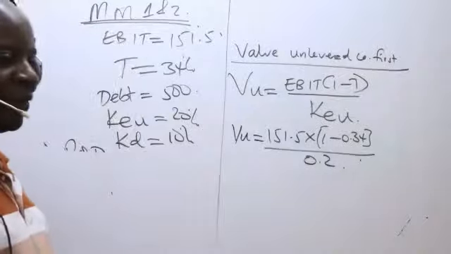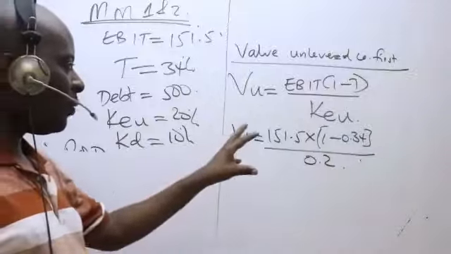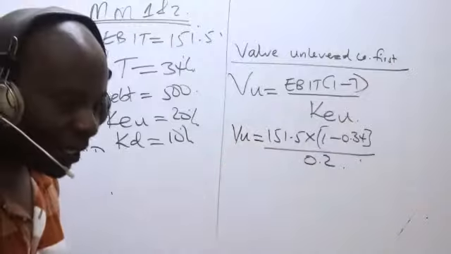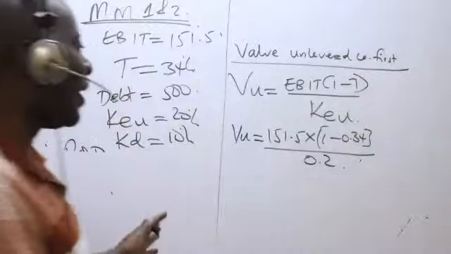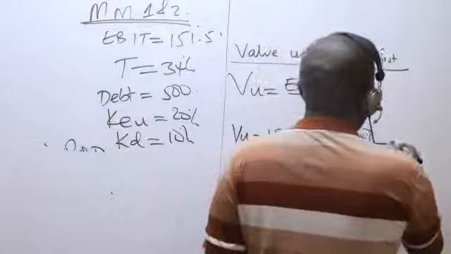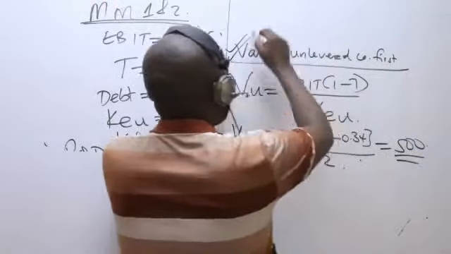Are you able to give me the value of the unlevered firm? Somebody get the numerator first, and then you divide by 0.2, give us a figure. So they're saying it's 500, right? At least this one, everybody would have gotten. So this is the first thing we do, and then after that, you have valued the unlevered firm.